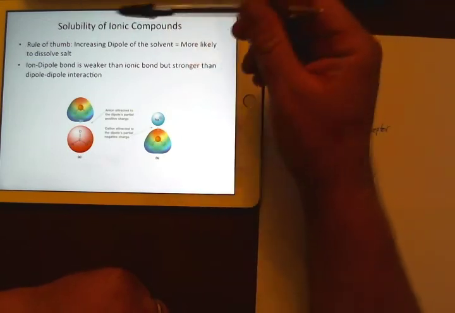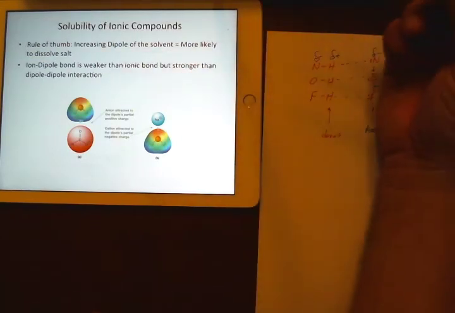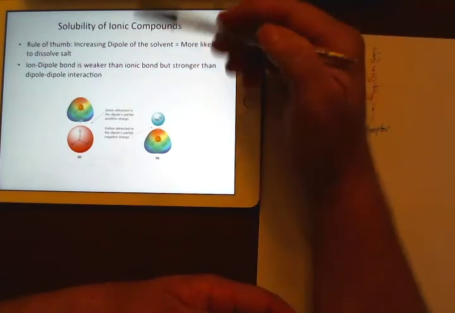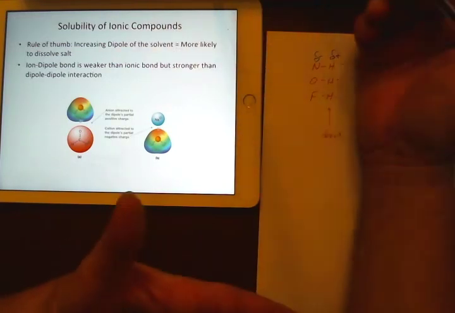Okay, so solubility of ionic compounds, stuff like that. You're going to want to put these into polar molecules. So the greater the dipole of the solvent, the more likely it is to dissolve the salt.